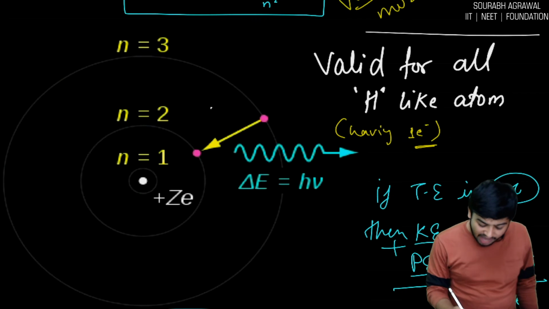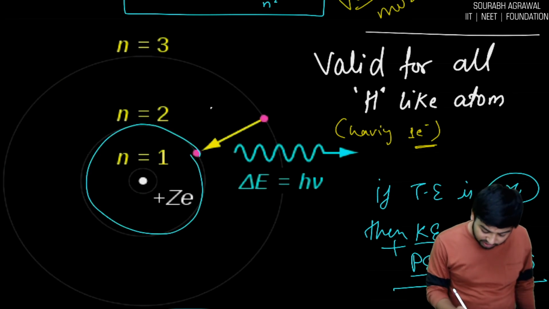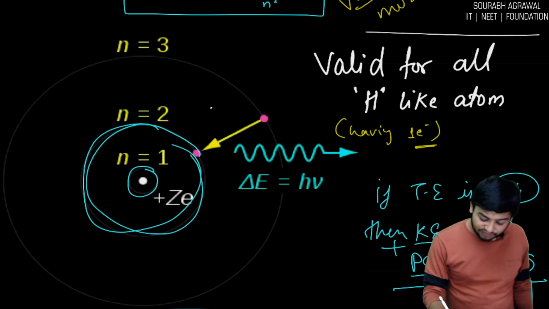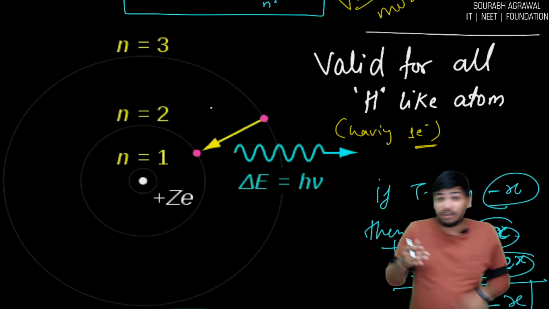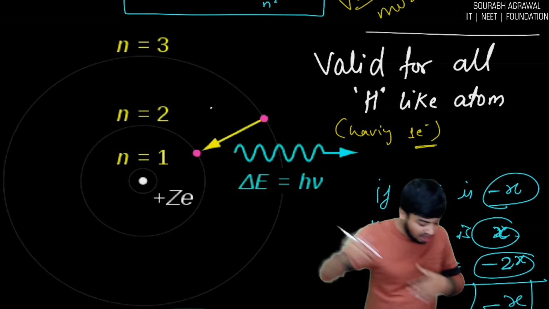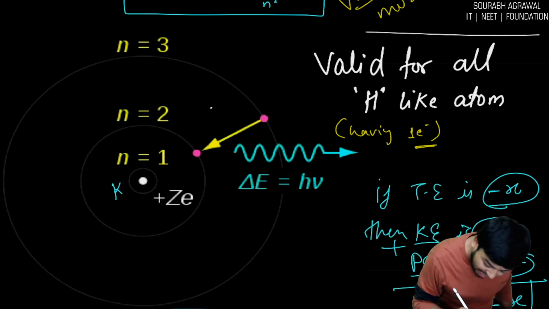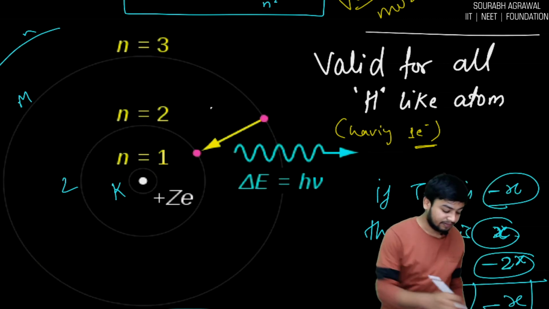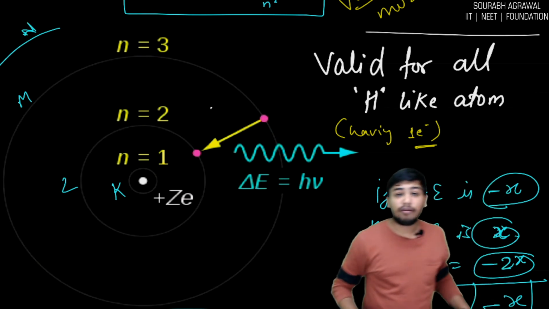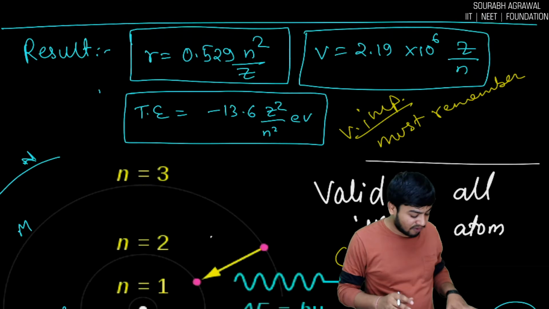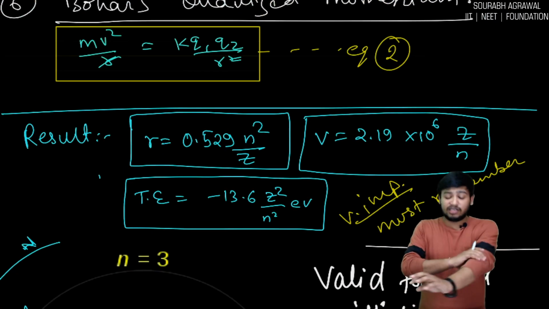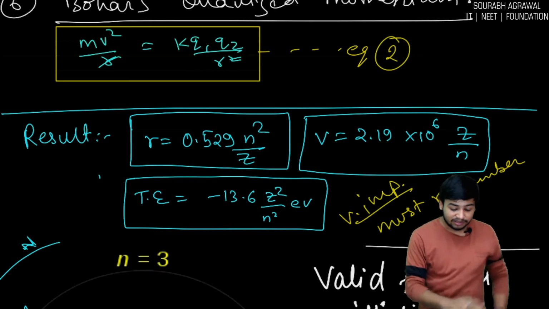You can see here this is n equal to 1, this is n equal to 2, and this is n equal to 3. Different orbits are there, not random, only specific: first, second, third. What do you name them? K, L, M, and the next is N, like that. Are you getting my point? Is this clear? All these three formulas clear? You have to remember this.